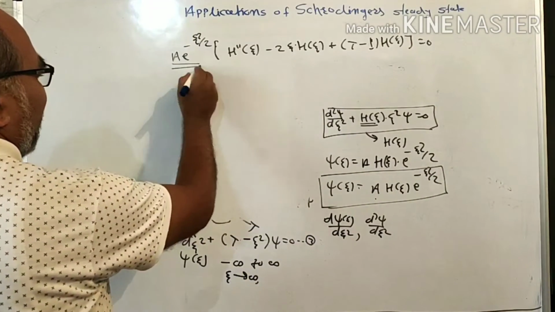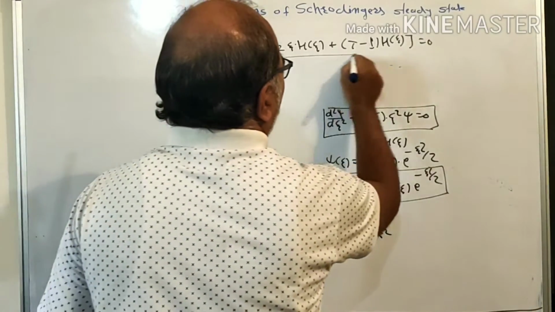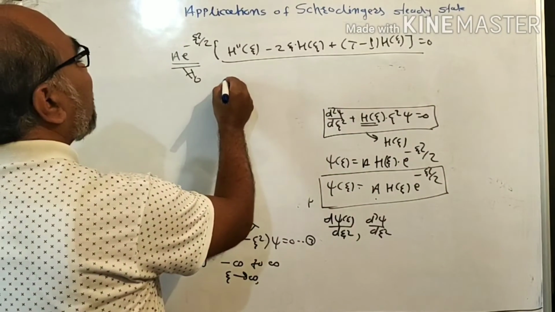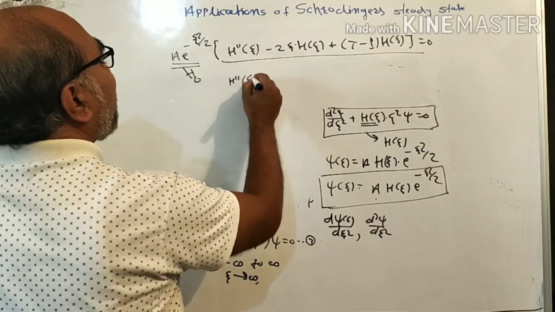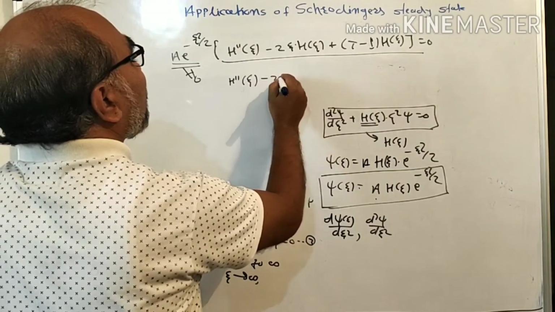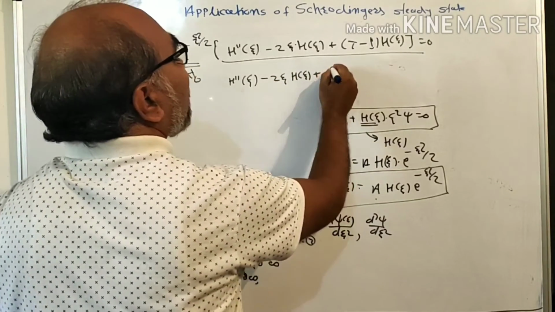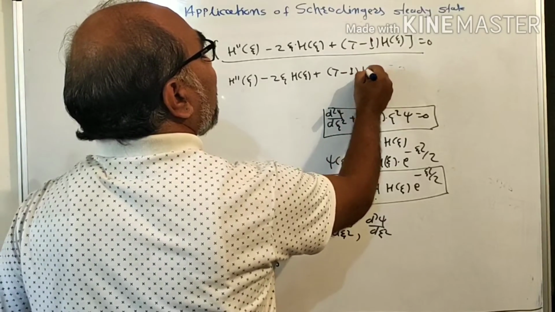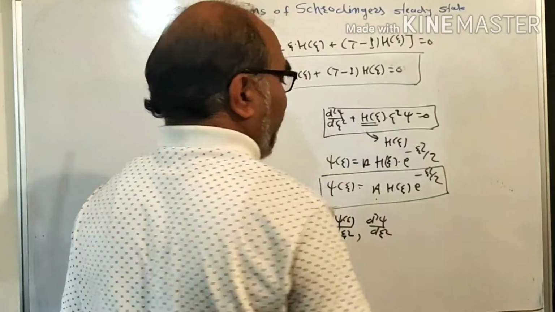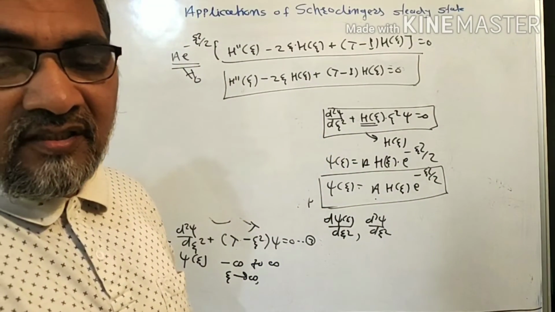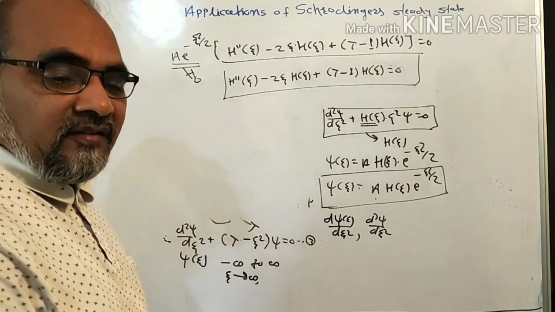So this is a general function, and this is not equal to 0, means this equation should be 0, and hence h double dash zeta, so this is the double derivative, h double derivative minus 2 zeta h of zeta plus (lambda minus 1) h of zeta is equal to 0. So this is the Hermite polynomial differential equation. To solve this differential equation by a power series.